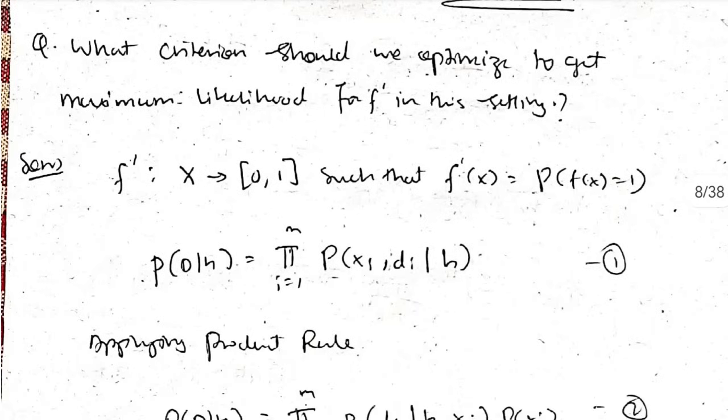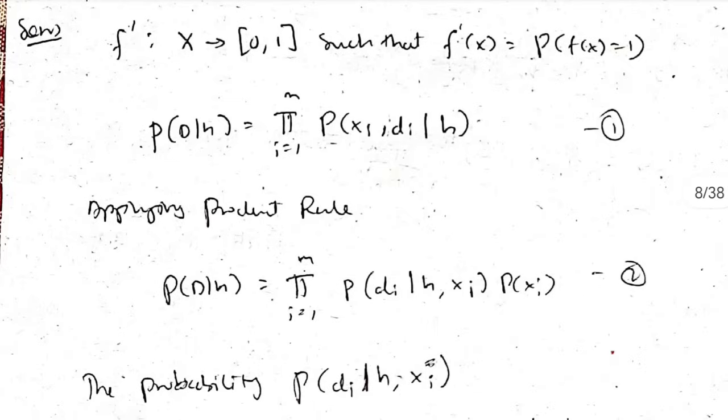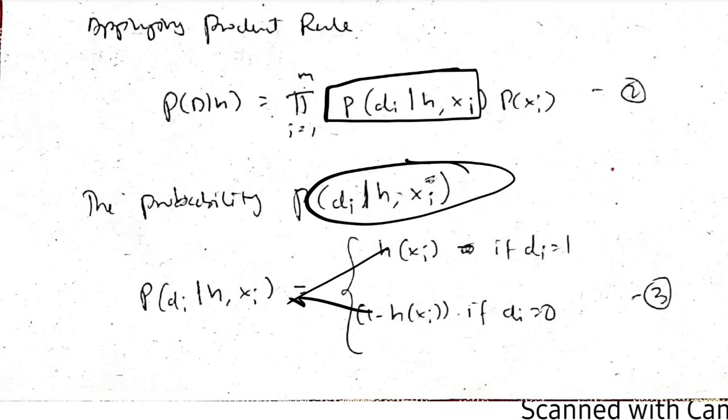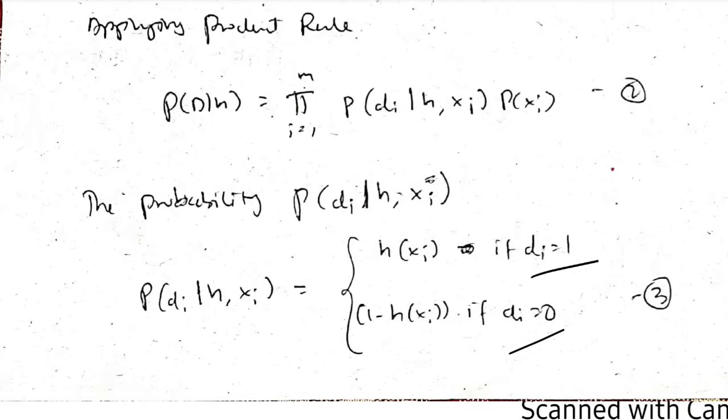That will be the most optimal one. So here we will write P of D given h is equal to the product of P of x_i comma d_i, given that h has occurred. Applying the product rule, we will write P of d_i given h comma x_i, times P of x_i. This is the same thing as in the Bayes theorem which we used. Now let's see what this is. We will find out this one and substitute it in this place. The probability can be given as h of x_i or 1 minus h of x_i based on the d_i value.